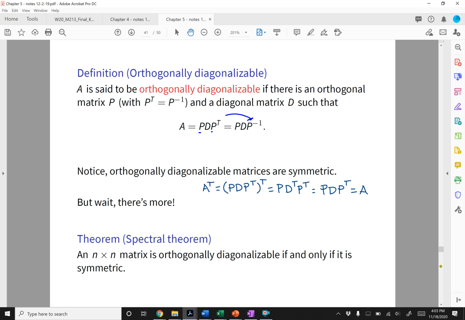Orthogonally diagonalizable matrices are symmetric, and the big theorem says that it's if and only if. So if you have an orthogonally diagonalizable matrix, then that matrix is symmetric. And if you have a symmetric matrix, then it's orthogonally diagonalizable. And this is called the Spectral Theorem. There's a little call out on the side in your book, when you do your reading, that explains how it got its name. It has to do with the vision spectrum of light.